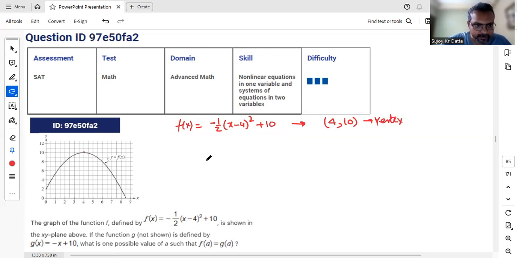So this peak point here, as you can see clearly, it is (4, 10). That's the vertex. Now it says that if the function is defined by the new function g(x) is minus x plus 10.